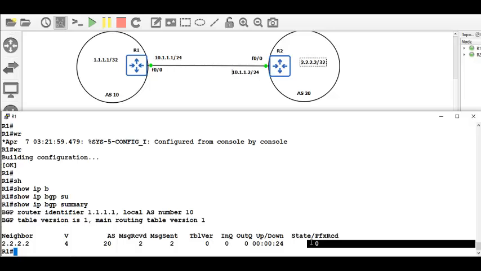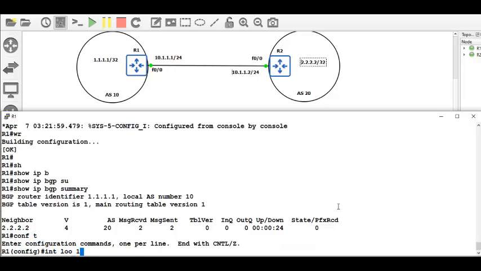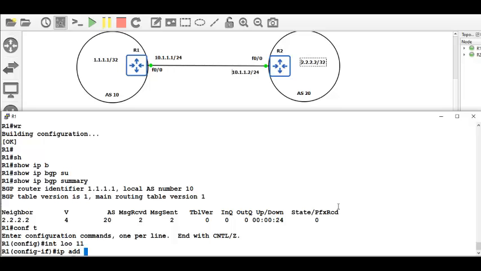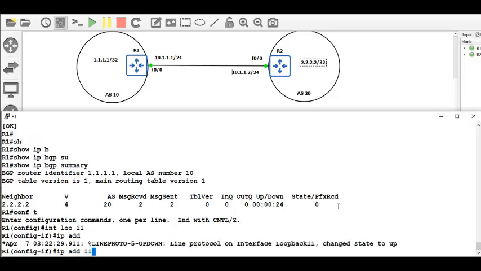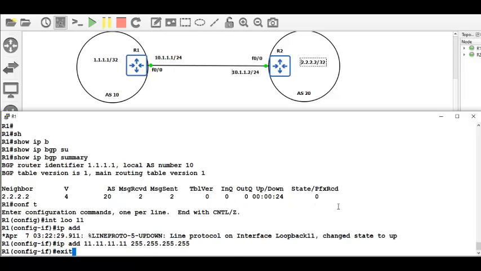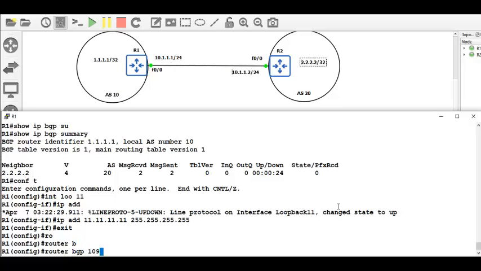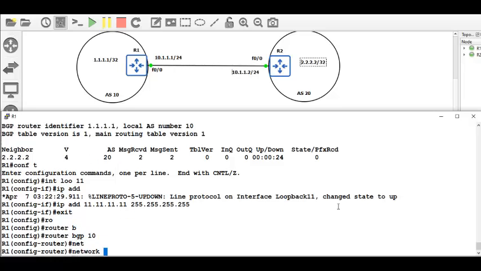If you want, you can advertise now. Let's go to router 1. Okay, router 1, I say interface loopback, a new interface I'm adding with the address 11.11.11.11. This I'll advertise in BGP, router BGP 10, network 11.11.11.11, mask 255.255.255.255.